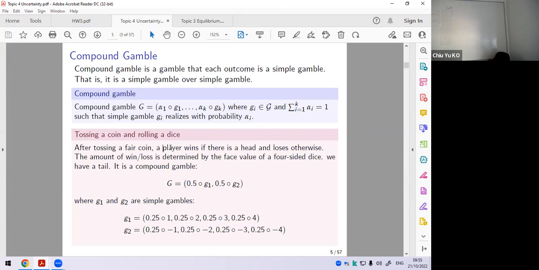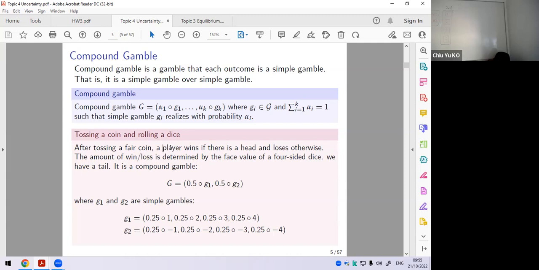If you write it this way, how do you think about this lottery? Usually some people would think that in this compound lottery, I can actually reduce it to an 8-outcome simple lottery, and that is one of the axioms we'll use later. Why don't we just say the outcomes are 1, 2, 3, 4, -1, -2, -3, -4, each with probability 1/8? Can I do that?